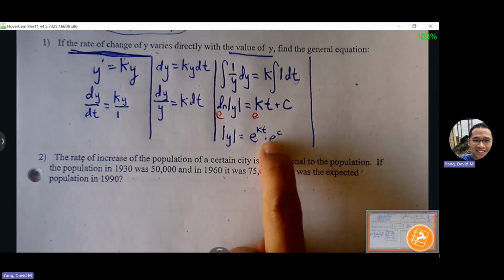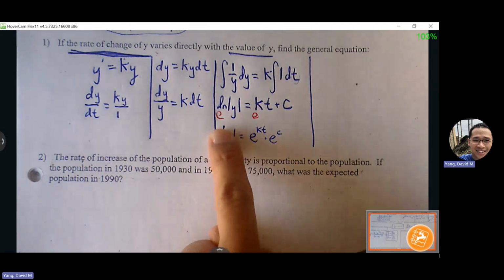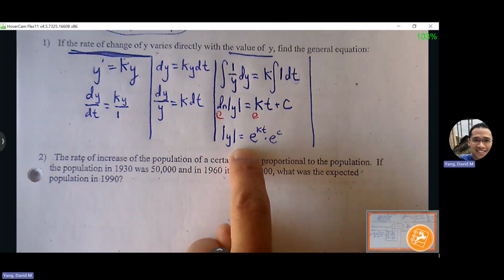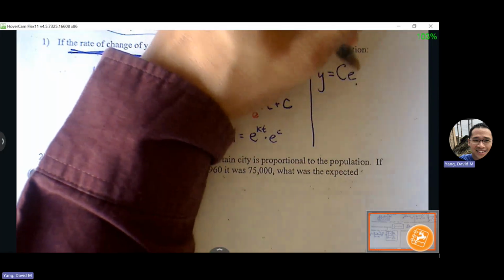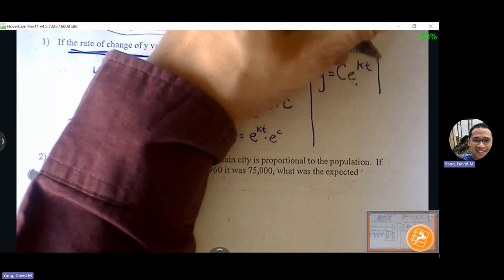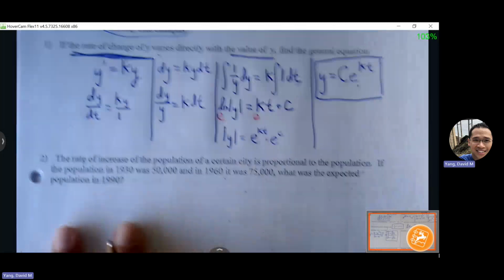But now it's getting multiplied. I can drag that constant in front. I'm going to drop the absolute value. The plus or minus is going to get absorbed into the c. So I have y is equal to c e to the kt. So this is the equation that's going to show up again and again.